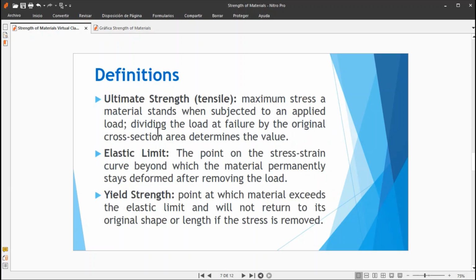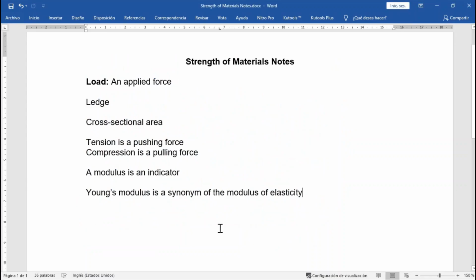Let's continue. Ultimate strength. Now, I want to clarify something. Ultimate is not the last one, okay? Normally, there is a confusion with this concept because people think that ultimate is the last one, and this is not correct. Ultimate is the maximum, okay? Not the last one. The maximum, the highest level, but not the last one. Why? Because in Spanish we say último, and people think that ultimate is related to último, and sometimes it is translated as esfuerzo último. This is not correct, okay? It is the maximum, okay? Not the last one. The maximum.